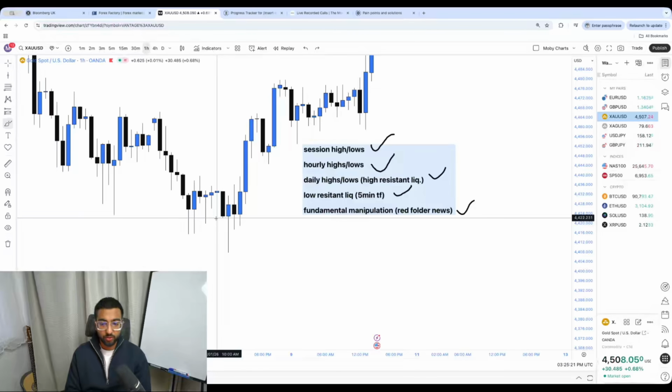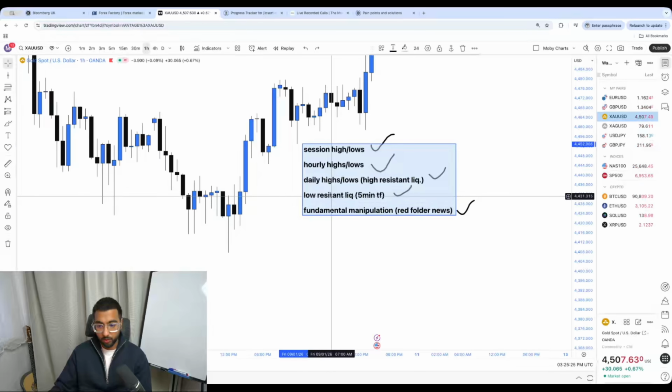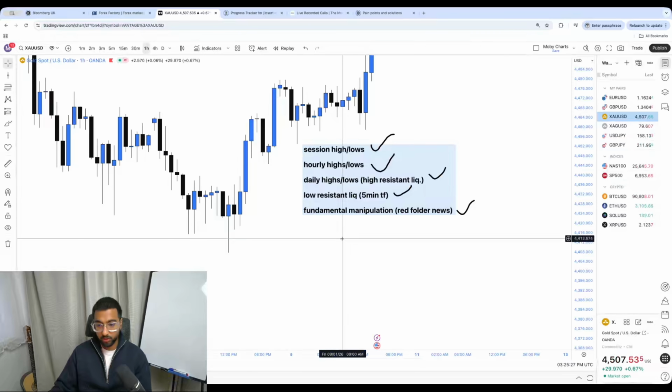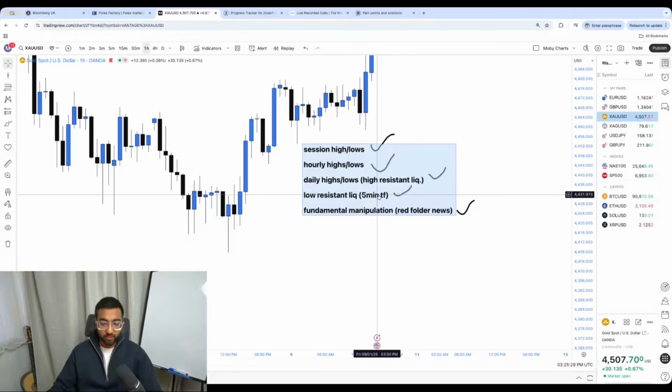Now, low resistance. I spelled that wrong, I am bugging. Low resistance liquidity. Again, this is on the 5 minutes. So let's say we're forward testing, we're looking at the markets. Mark up some low resistance liquidity. See if they get taken out. See if it gets hit. And then the fundamental manipulations.